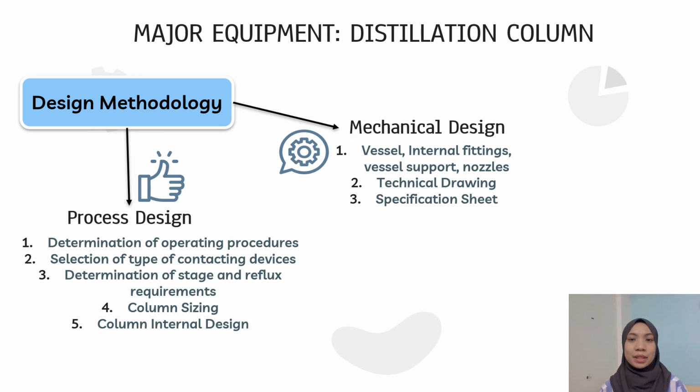As for major equipment, I have done the equipment design for the distillation column. Firstly, I would like to explain the design methodology, which involves two stages. First is the process design and the second is the mechanical design. In process design, I have done the determination of operating procedures, selection of type of contacting device, determination of stage and reflux requirements, column sizing, and column internal design. While for mechanical design, I have done the vessel, internal fittings, vessel supports, nozzle, technical drawing, and also the specification sheet.